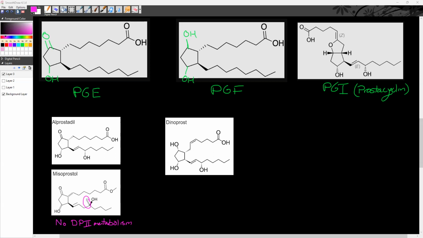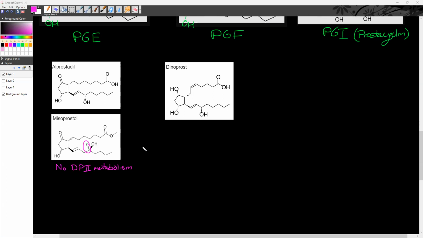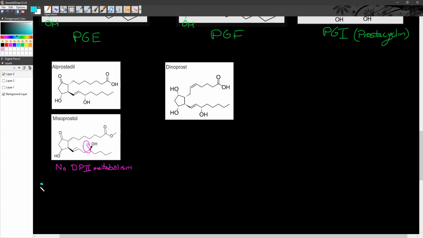So for our two drugs here, alprostadil and misoprostol, a couple of things that you might remember is that they have a vasodilatory effect, right? So this can have an effect in erectile dysfunction. This also has a big effect in pulmonary hypertension. They also have some smooth muscle relaxation.